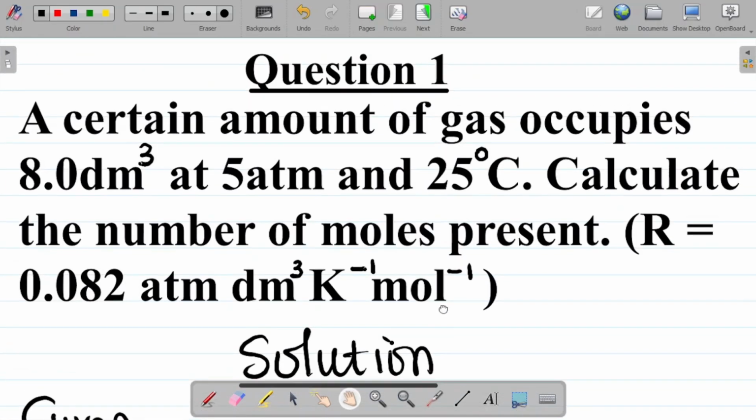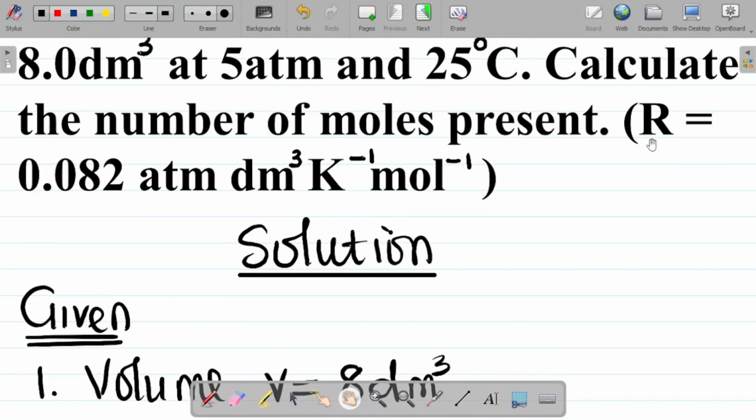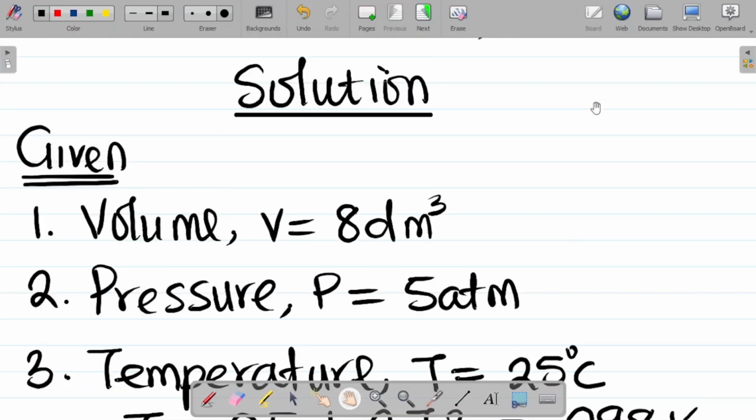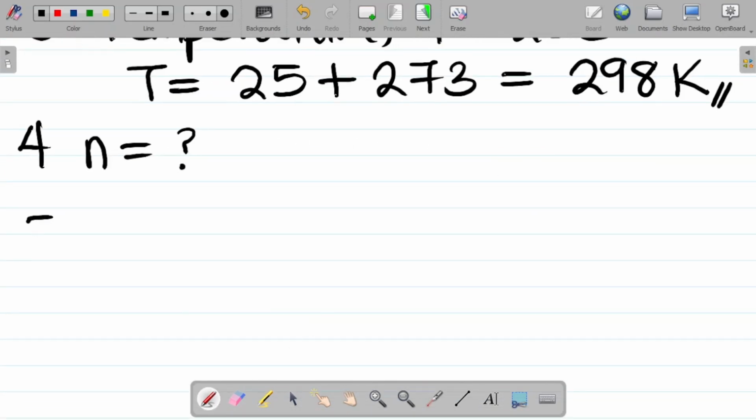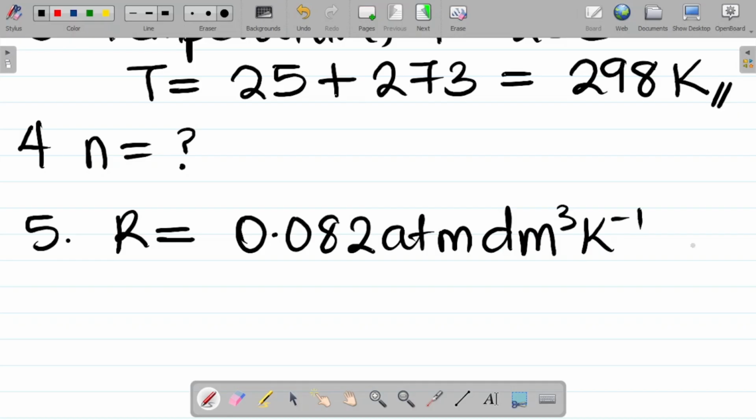All right, what else do I have there? They said calculate the number of moles present, so you have to find n. Number 4, number of moles present, n is equal to unknown. We have to find that. Luckily, they gave us the value of R. Note that you would not always be given the value of R. If you're not given, you should know it because it's a constant. Anyway, number 5, they give us R, the molar gas constant, as 0.082 atmosphere dm³ per Kelvin per mole.